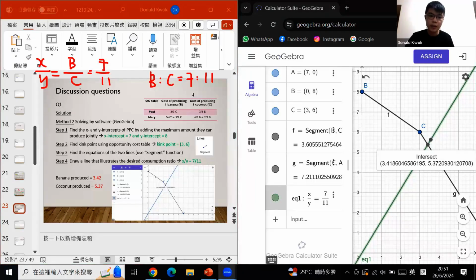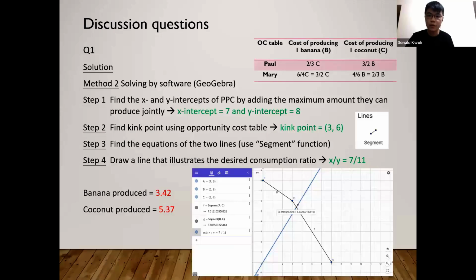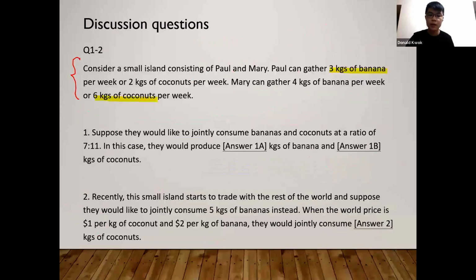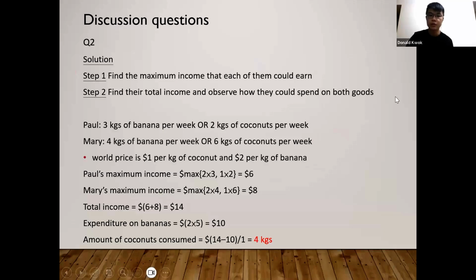Okay, so let me go back to the slide and continue question 2. Now we are talking about trading in an open economy where they would like to jointly consume 5 kgs of banana, and we have the world price of coconut $1 and the price of banana $2. What will be the coconut consumption for them? So we actually also have 2 steps to follow for question 2. Step 1 is to find the maximum income that each of them could earn, while step 2 is to find the total income and observe how they could spend on the goods.